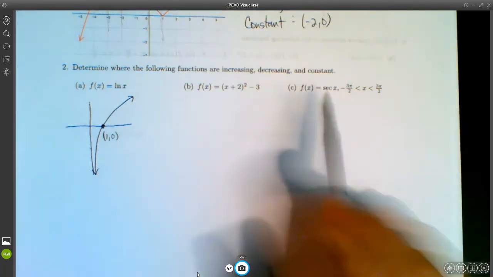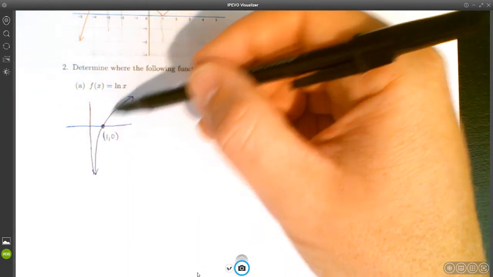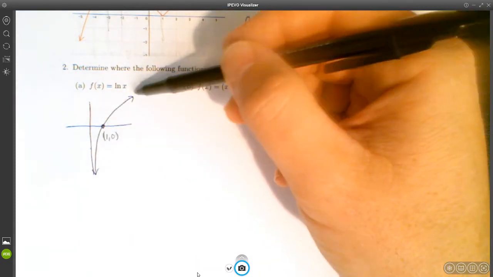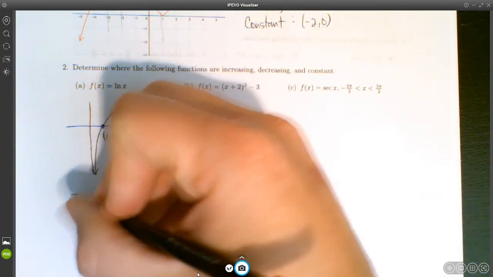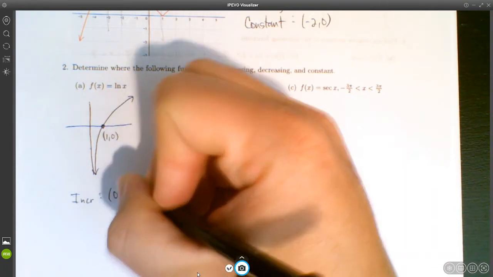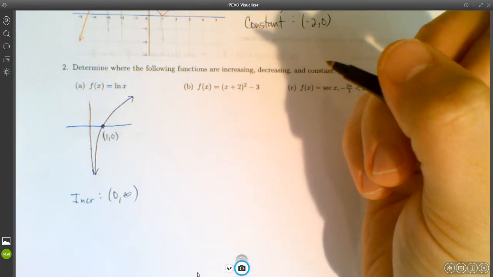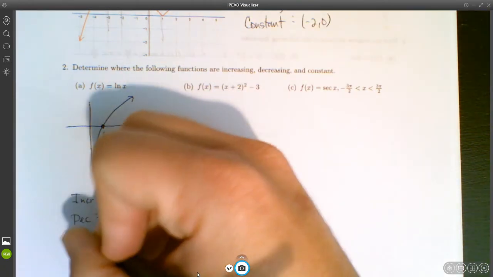The question is, where is it increasing, decreasing, and constant? Well, to me it looks like it's increasing everywhere. It looks like it's increasing on its entire domain. So it's increasing from 0 to infinity. It's decreasing nowhere, and it's constant nowhere.